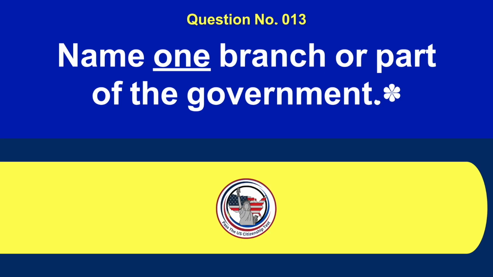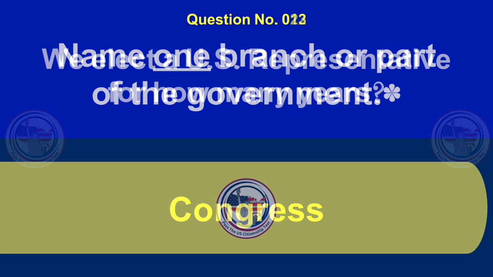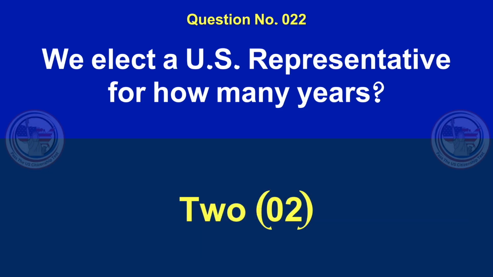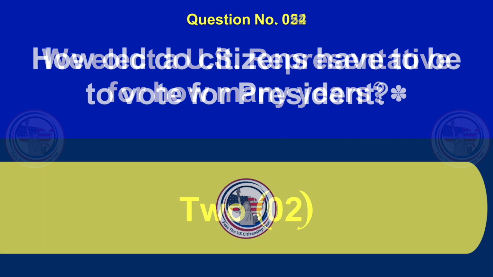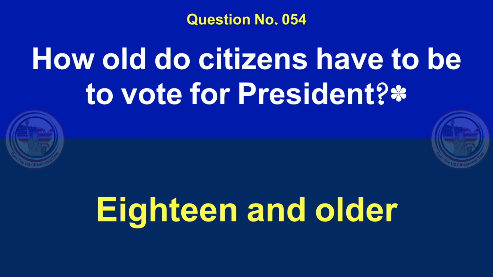Name one branch or part of the government. Congress. We elect a U.S. representative for how many years? 2. How old do citizens have to be to vote for president? 18 and older.